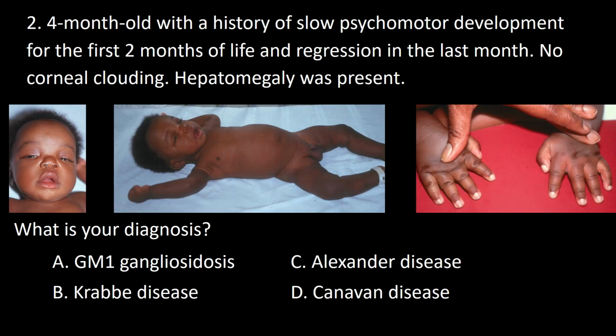Next question. A 4-month-old with a history of slow psychomotor development for the first 2 months of life and regression in the last months, no corneal clouding, and hepatomegaly was present. Please take a look at these photographs and answer the following question. What is your diagnosis? A, GM1 gangliosidosis. B, Krabbe's disease. C, Alexander disease. D, Canavan's disease.